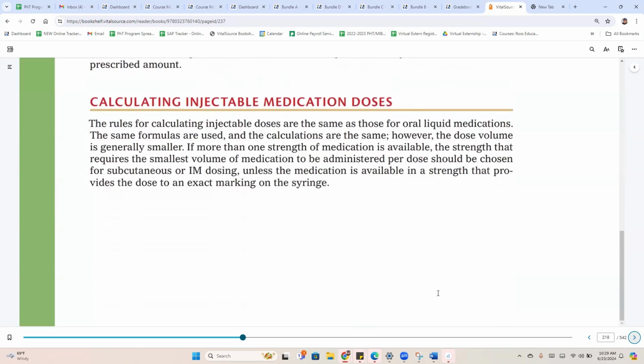The rules for calculating injectable doses are the same as those for oral liquid medications. The same formulas are used and the calculations are the same. However, the dose volume is generally smaller. If more than one strength of medication is available, the strength that requires the smallest volume of medication to be administered per dose should be chosen for subcutaneous or IM dosing, unless the medication is available in a strength that provides the dose to an exact marking on a syringe.